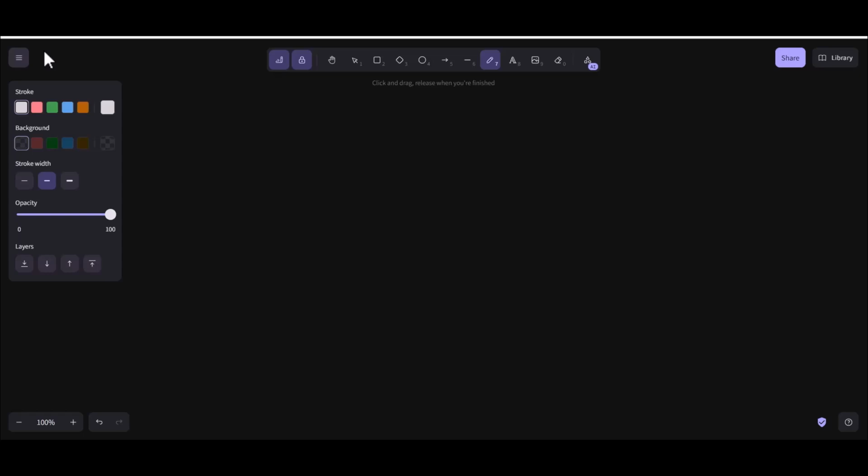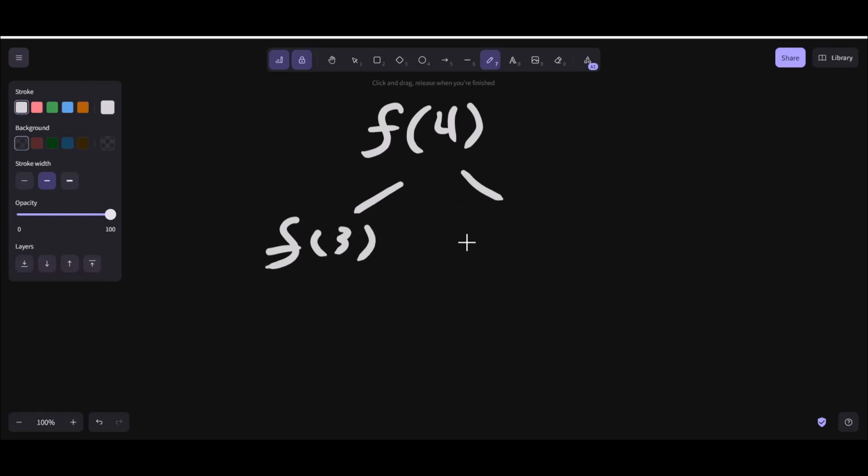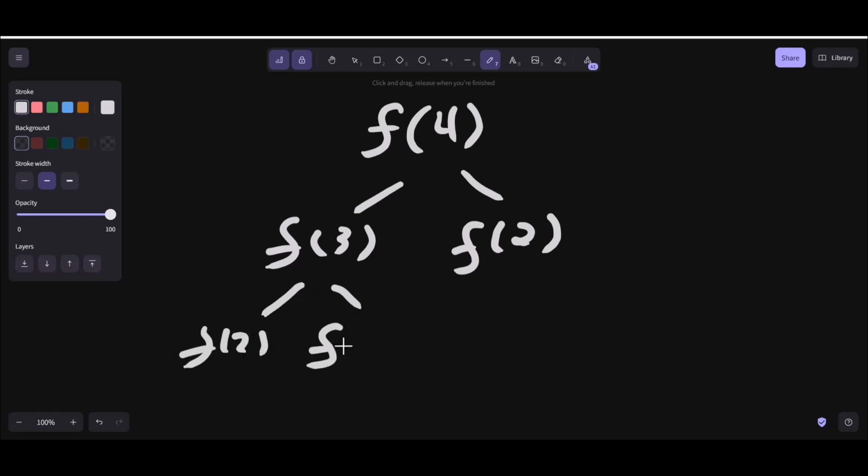Now, with recursion, the way we did things was, okay, cool, I want to find f of 4. Well, if you want to find f of 4, you're going to need to find f of 3 and add that to f of 2. But I don't know what f of 3 and f of 2 are. Well, f of 3 is f of 2 plus f of 1. And then f of 2 is f of 1 plus f of 0.